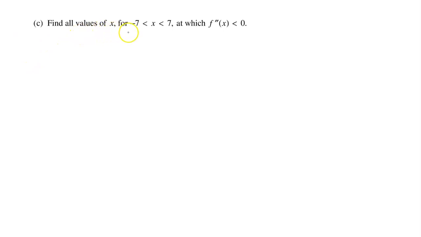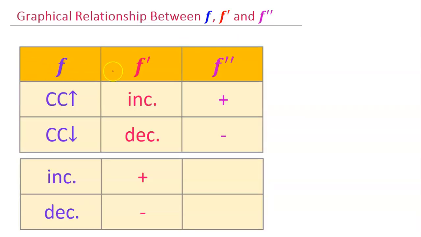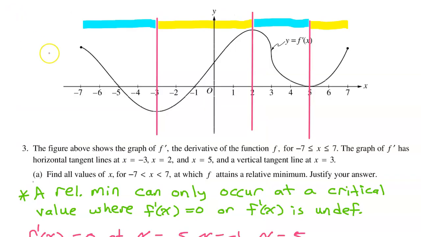Part C. Find all values of x between -7 and +7 at which f double prime is negative. A long time ago, we learned the graphical relationships between f, f prime, and f double prime. So we know that f double prime will be negative when f prime is decreasing. Notice that f prime is decreasing in the blue intervals and increasing in the yellow intervals. So that means that f double prime is going to be negative in these intervals and positive in these intervals.